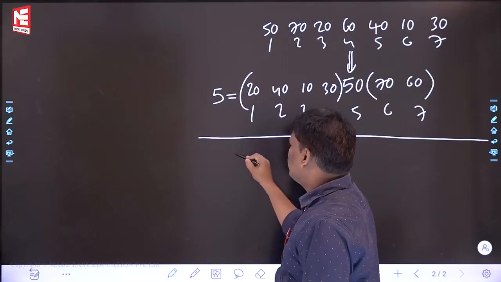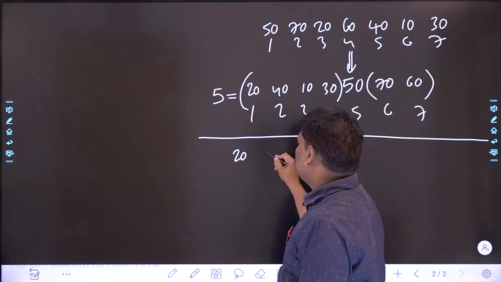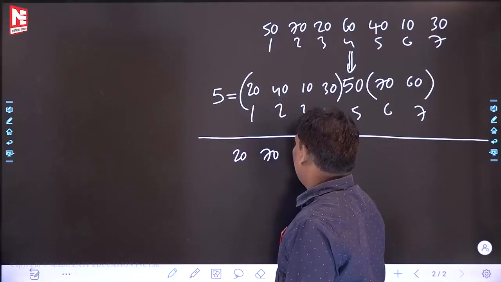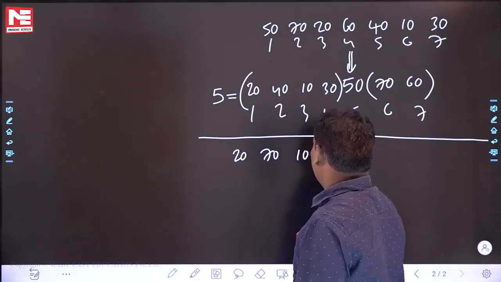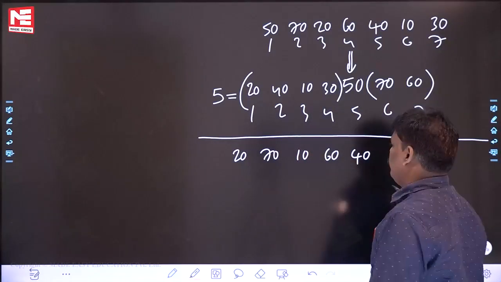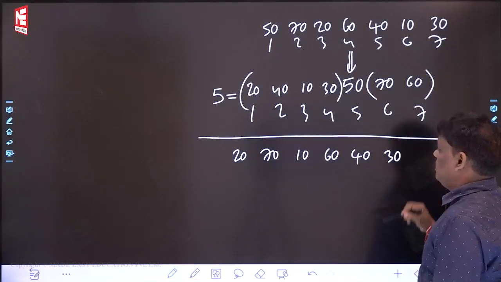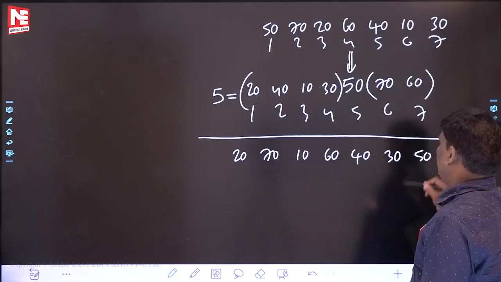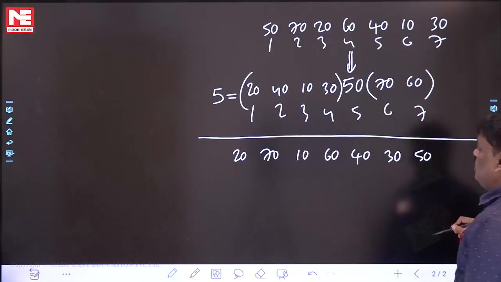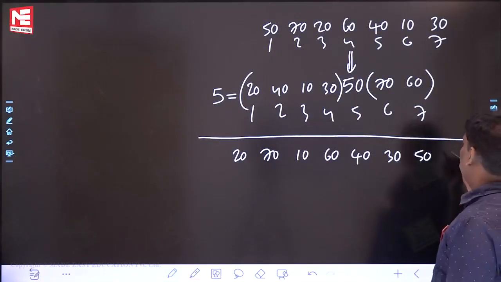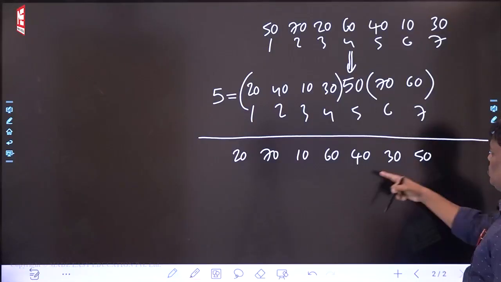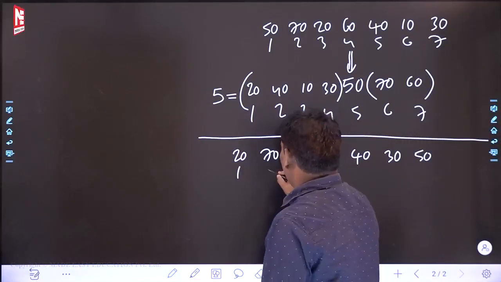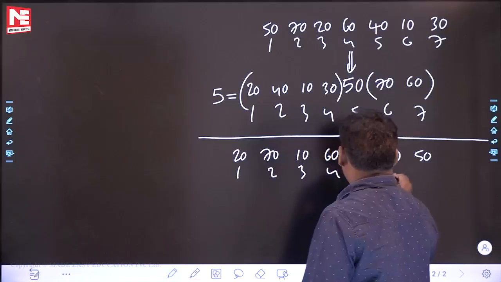See this one: 20, 70, 10, 60, 40, 30, and so on. I think totally 7 elements are there. It's okay. 1, 2, 3, 4, 5, 6, 7.